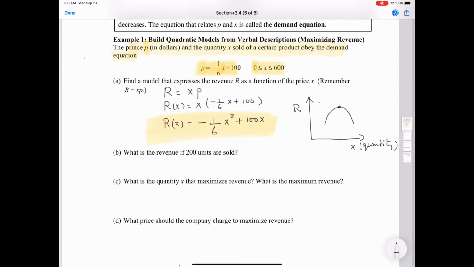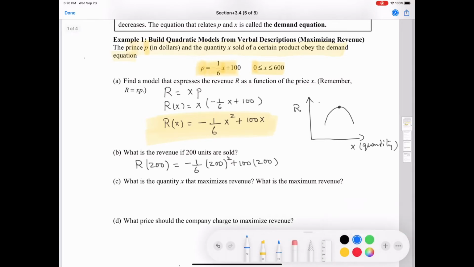In order to answer B, it's asking what is the revenue if 200 units are sold. So R of 200 is negative 1 over 6 times 200 squared plus 100 times 200. Put this in your calculator and give me the final answer. It would be equal to so many dollars.